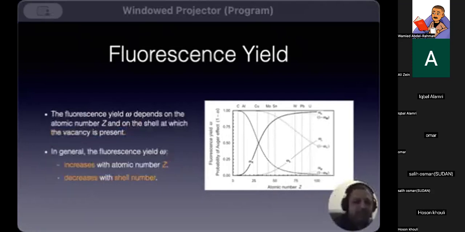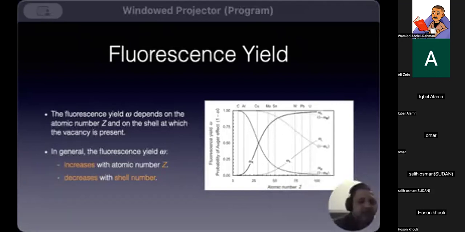Now, the fluorescence yield depends on two things. It depends on the atomic number. So the probability, if this vacancy is in copper, is not the same as if this vacancy was in tungsten. If you had a vacancy in the K shell of a copper atom, the probability of emission of a characteristic X-ray is in general different than if the vacancy occurred in a tungsten atom.